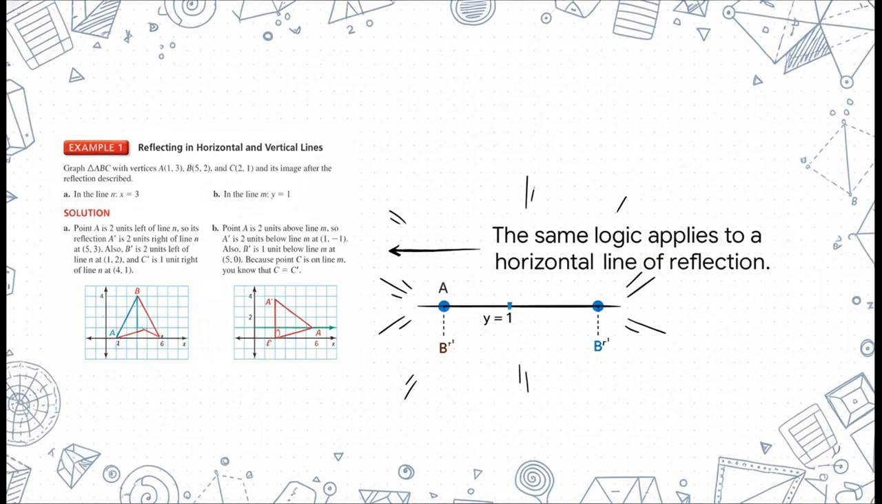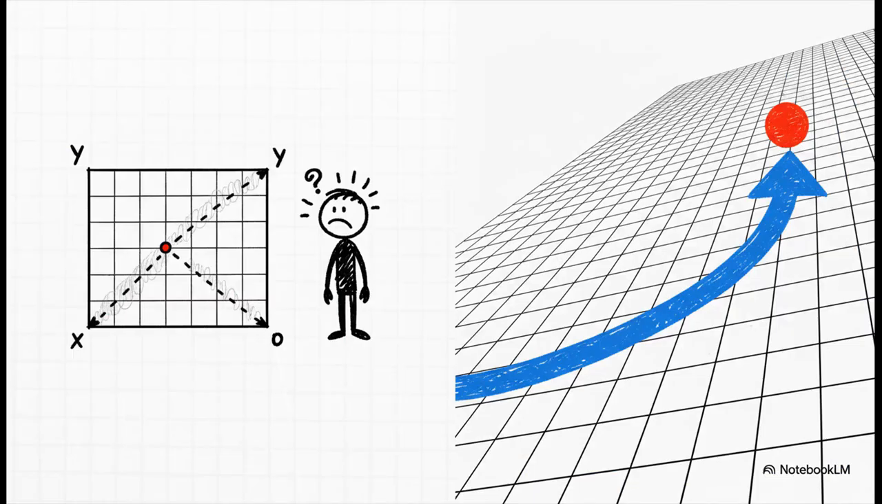And, no surprise here, the exact same logic works perfectly for horizontal lines too. So now our mirror is the line y equals 1. Point A is 2 units above it, right? So its reflection, A', lands exactly 2 units below it. Point B is 1 unit above, so B' is 1 unit below. See? It's beautifully consistent. Now, counting squares is a fantastic way to visualize what's going on. It really helps you see it.